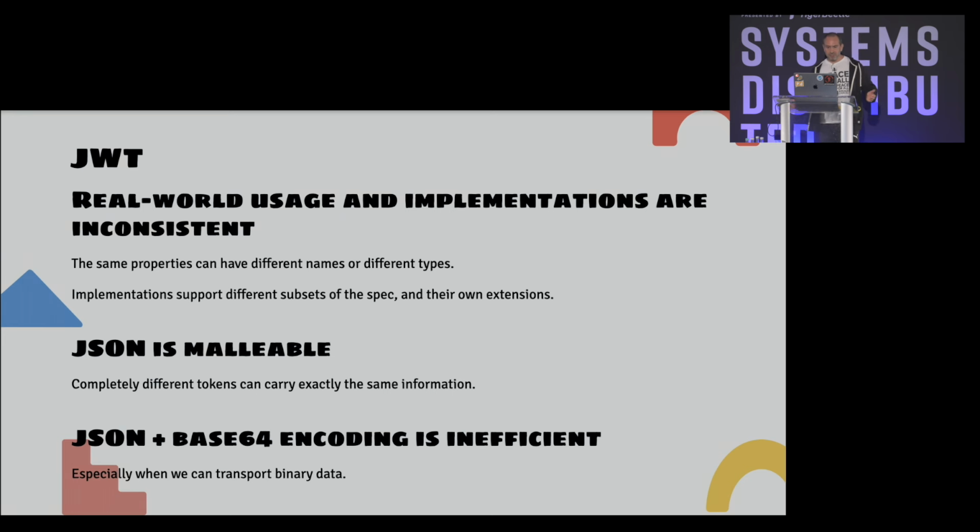Plus, real-world usage and implementations are completely inconsistent with different kind of extensions. And for the same property, you can have different types. It's a mess. JSON doesn't enforce a specific representation. So because you're not guaranteed that some payload will have only a canonical representation, well, you can have two tokens that look completely different but represent the same thing. And for some protocol, that can be quite devastating. Plus, of course, JSON and base 64 encoding is inefficient.